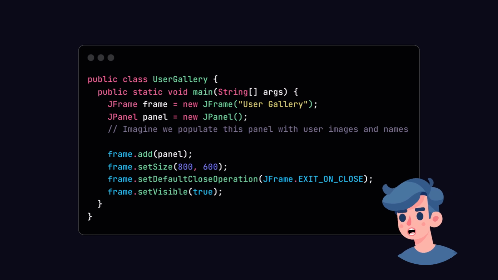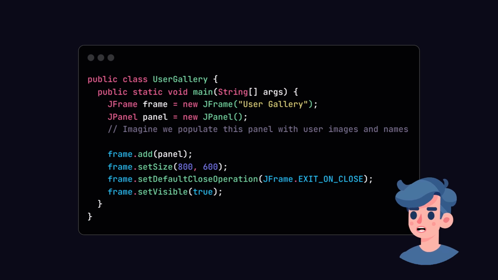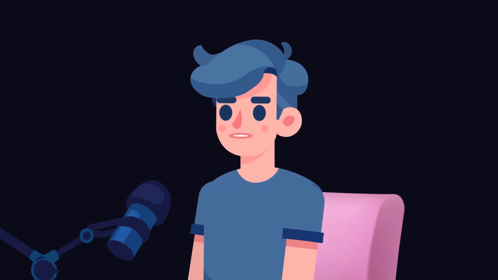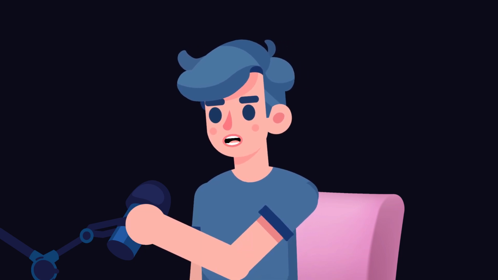Next, let's work on the graphical representation of user profiles. We will showcase users' images and their details in a gallery format. The UserGallery class creates a new frame that will hold a panel of user images. You'll need to modify it to actually populate with users from your database.